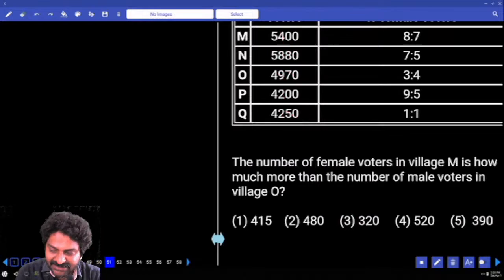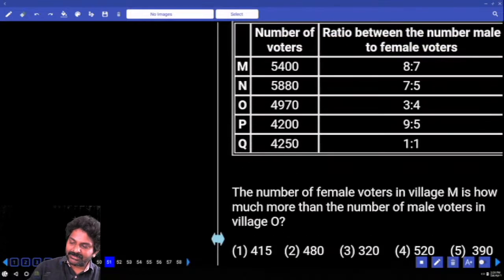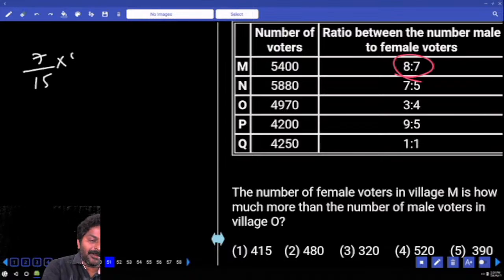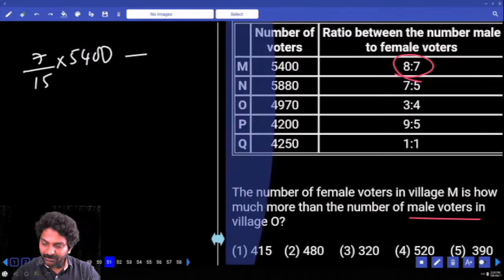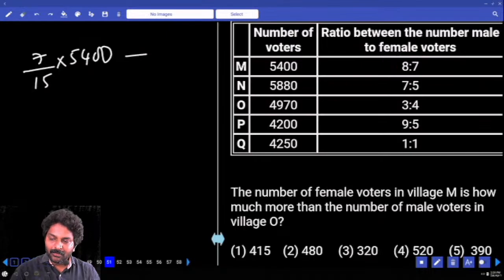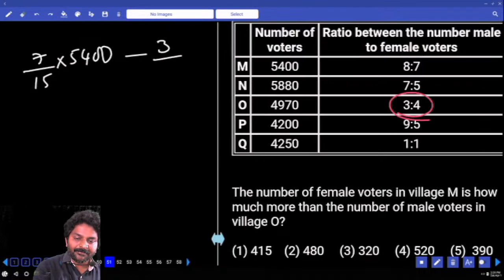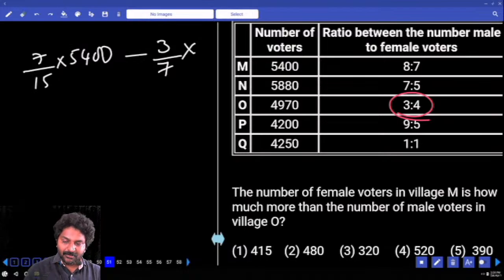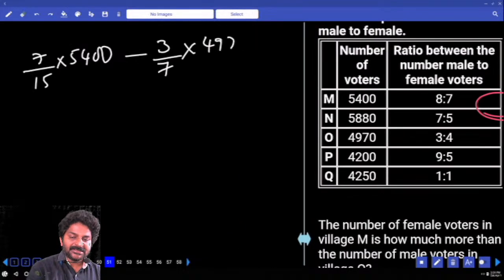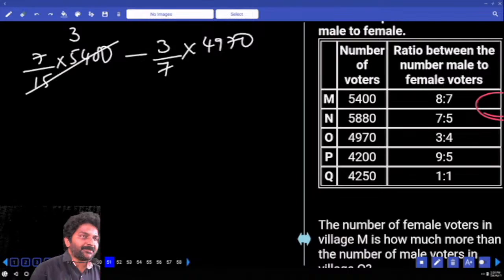Number of female voters in village M is how much more than number of male voters in village O? Okay. In M, female voters 7 parts upon 15 among 5,000. This is how much more in the sense subtraction only? Evartho? Male from O. Male from O 3 parts out of 7 parts among 4970. Okay. 15 3 times 45, 90 and then a 0.